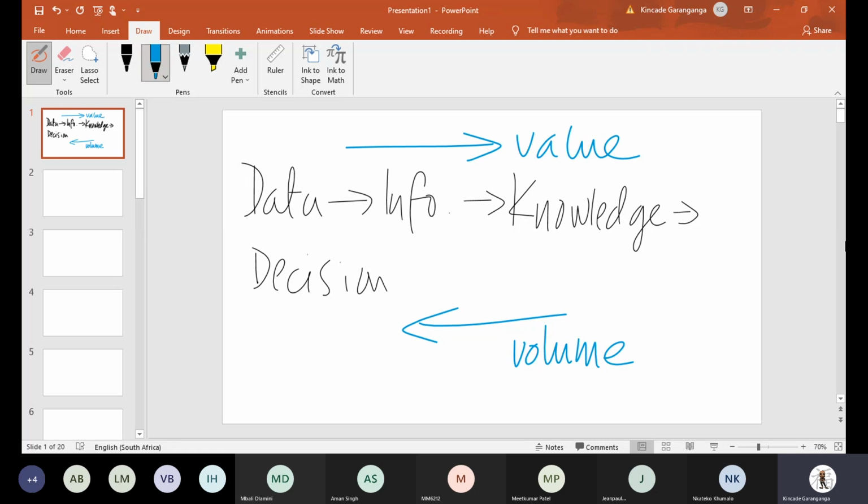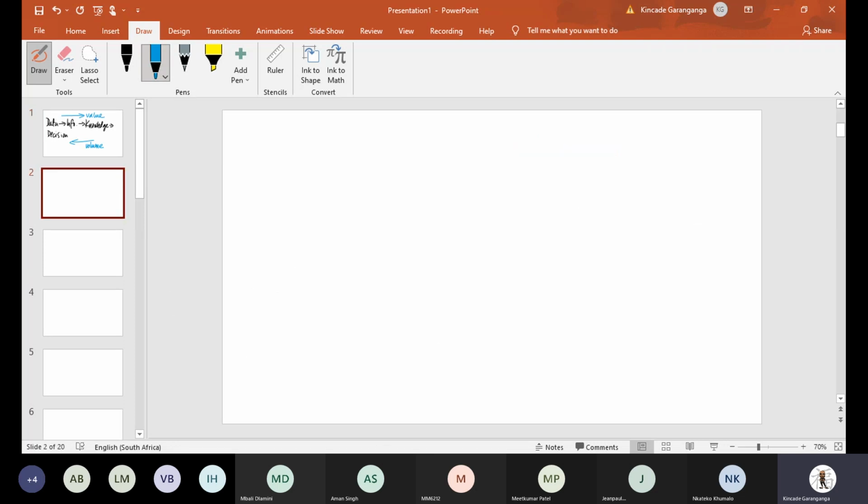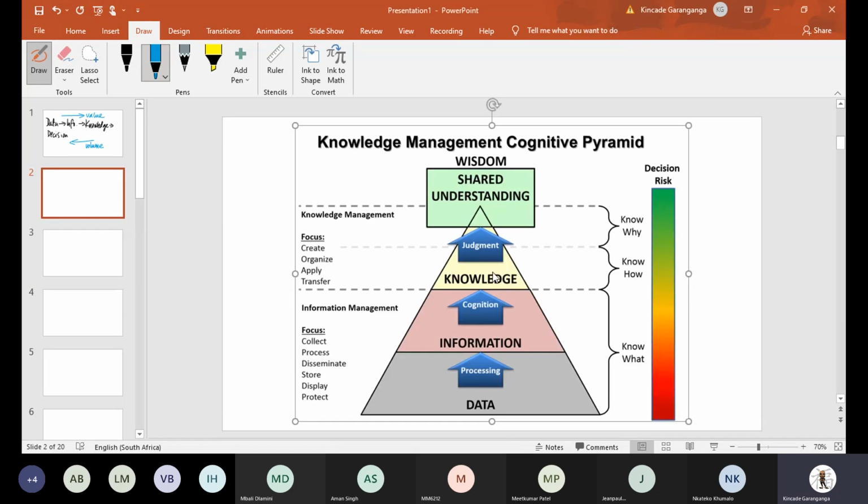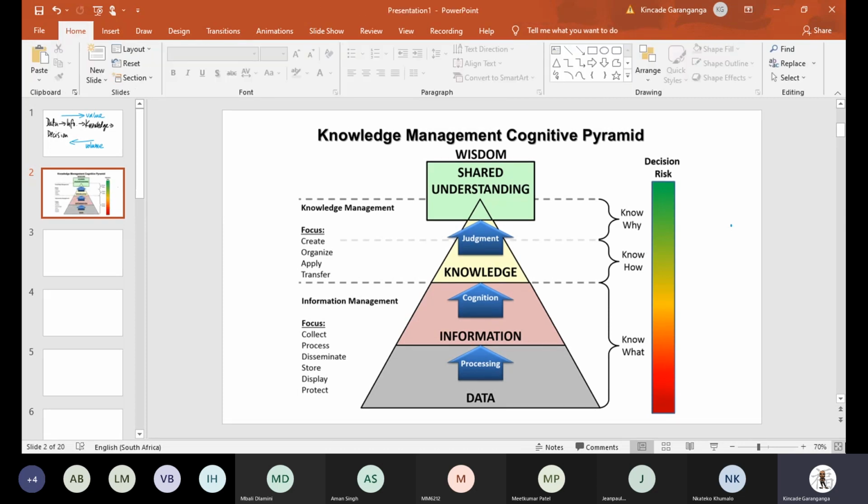So let's see if we can quickly plug in an actual relationship that you take into consideration here. You've got the knowledge hierarchy as well as the pyramid that enables you to understand exactly what's happening, especially from a security point of view. So we've got something along the lines of what you've got on screen there. This is a typical example of a knowledge management cognitive pyramid, like I've mentioned before, where you've got your data right at the beginning.